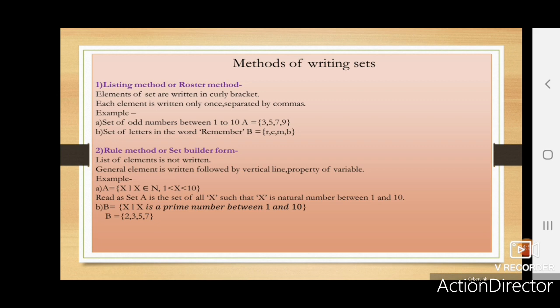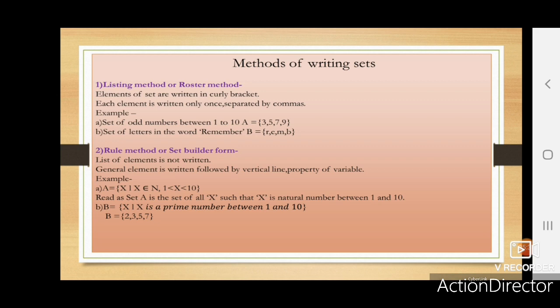Method 2. Rule method. In this method, the list of elements is not written. A general element is written followed by a vertical line and a property of the variable. For example, A is equal to x such that x belongs to N, where x is greater than 1 but less than 10. This set is read as A is a set of all x such that x is a natural number between 1 and 10.